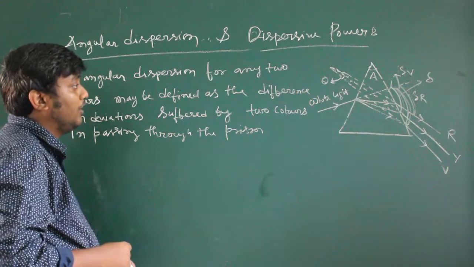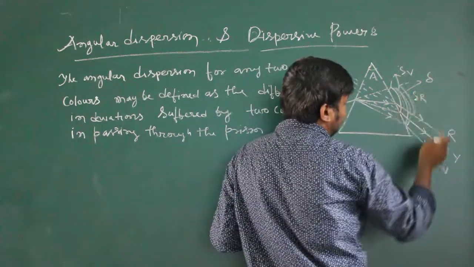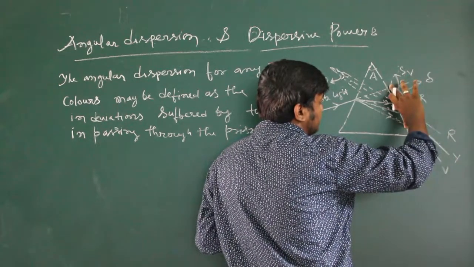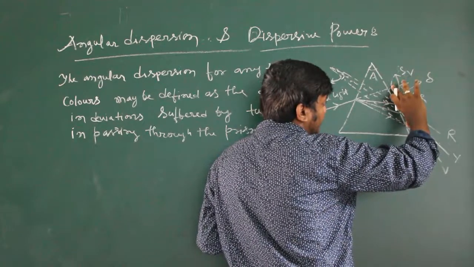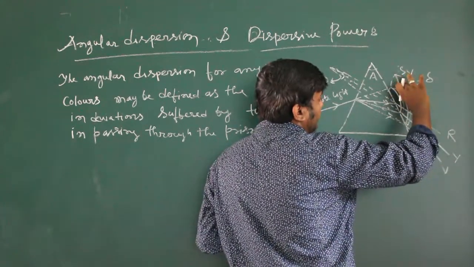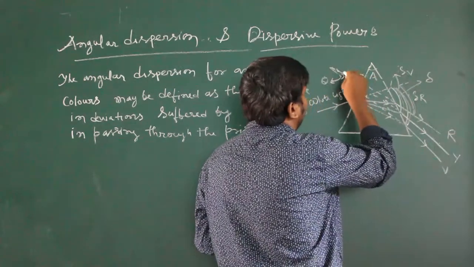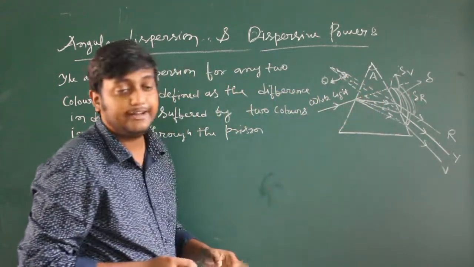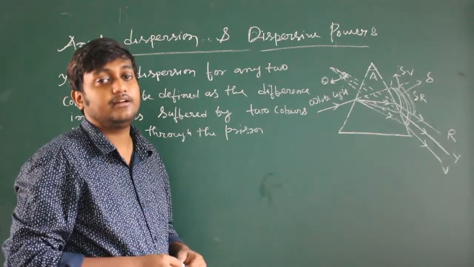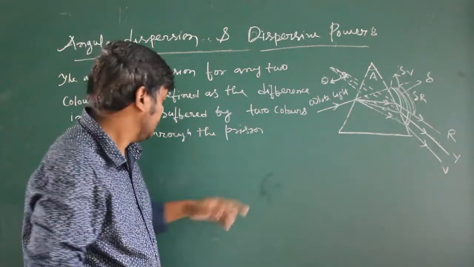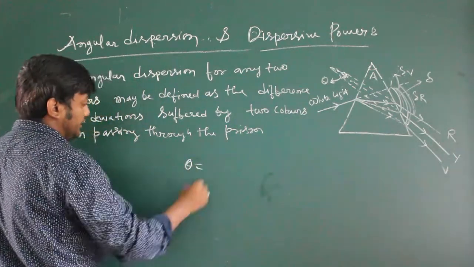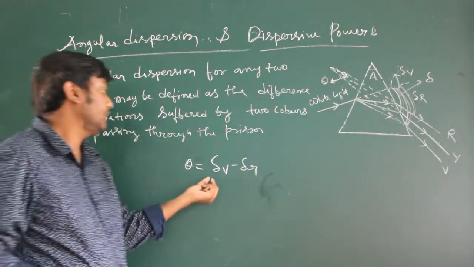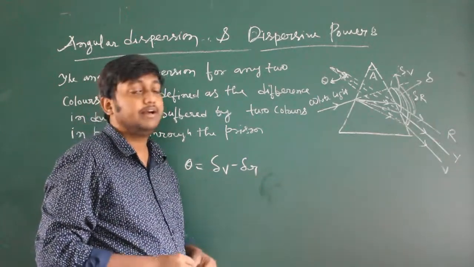Now consider the difference between violet and red. If we subtract the angle of deviation of red light from that of violet light, we get this angle. This angle is called the angular dispersion, that is, the difference in their deviation angles. So for this diagram, theta equals del v minus del r, where del v is the angle of deviation of violet light and del r is the angle of deviation of red light.